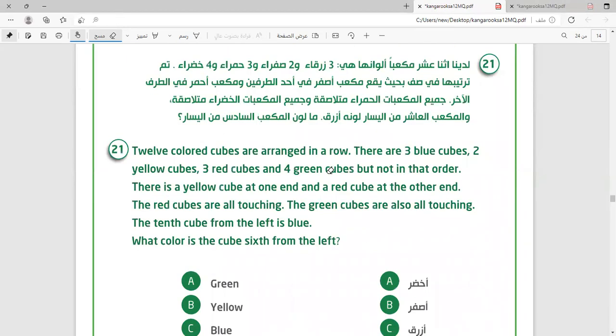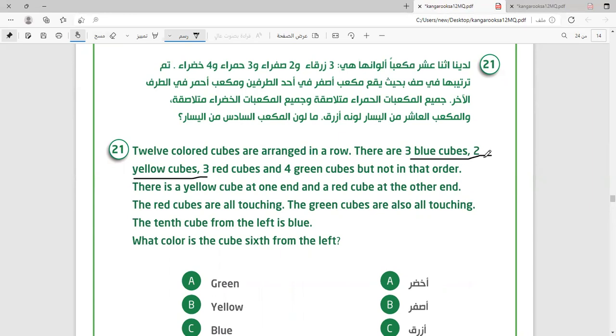So it says here 12 colored cubes. There are 3 yellow, and red and green that is 4. And we just need to underline 3. There are 3 blue and 2 yellow, and the red and yellow cube, one of them at the end.